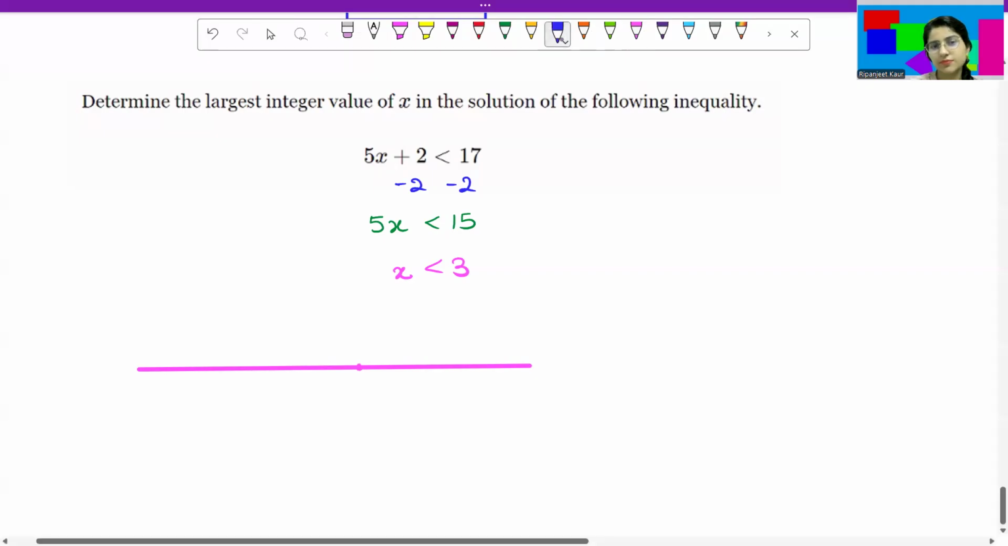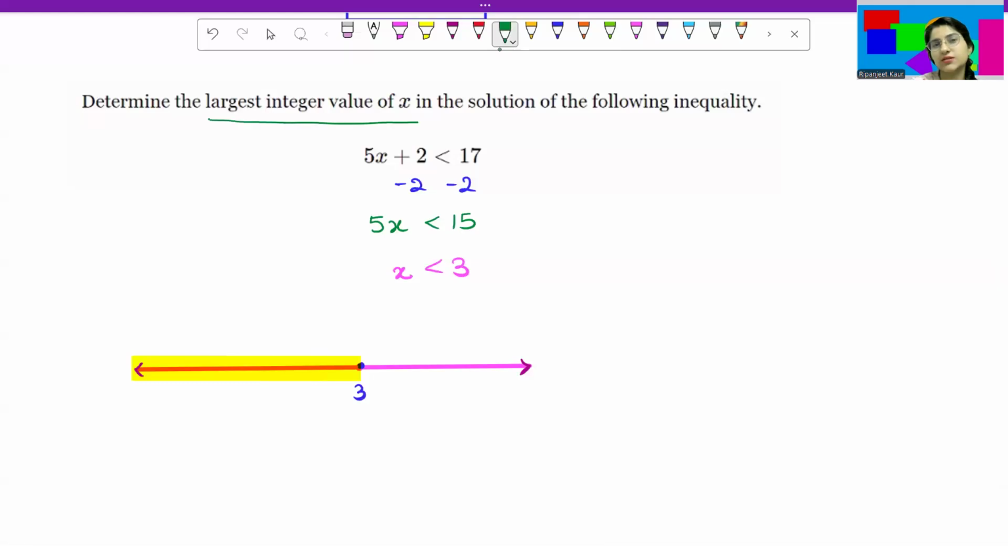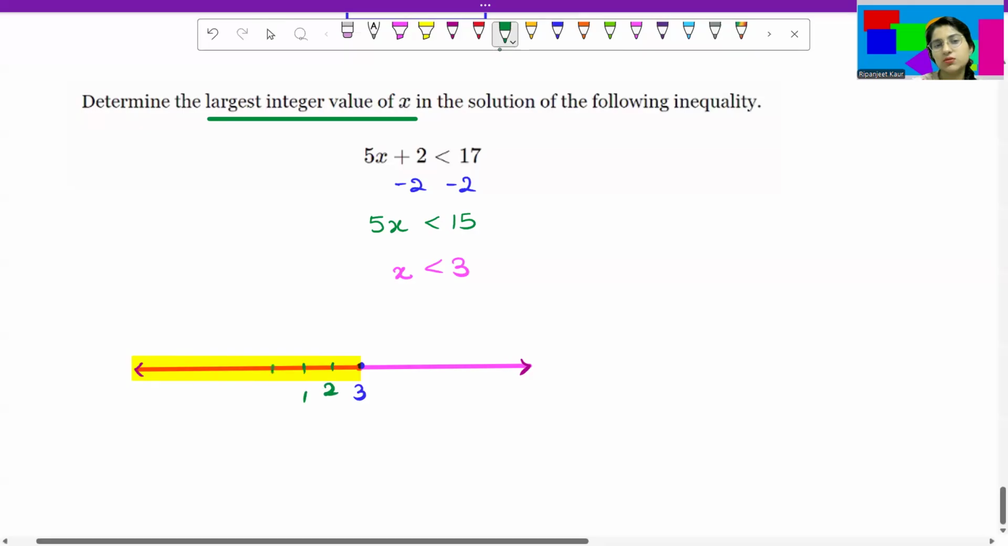It could be anything, since it's less, it would be to the left side. But how far can we go? There we can go up till infinity. They're asking what is the largest integer of x? What is the biggest over here in the number line? What do you think? 3. Yeah. Before this is going to be 2, 1, 0. Then there are negatives which are even smaller. So 3 is the largest integer and x equals 3 is our answer. That's all. Okay, make a note of this.